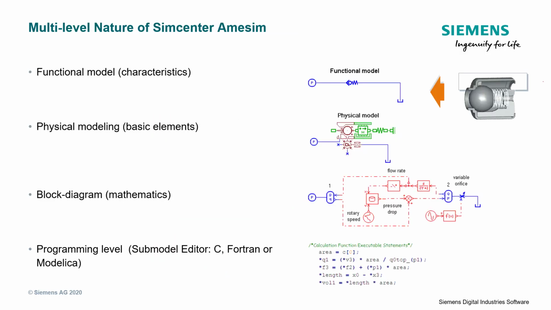Now, what is multi-level nature of SimCenter AIMSIM? Since AIMSIM is a system-level platform, you can move from multi-domain to multi-level. When you initially build your model, you have the option of creating a very detailed physical model or a functional model which characterizes the performance of that component model. What we have on the screen are the different levels that you can model a check valve.